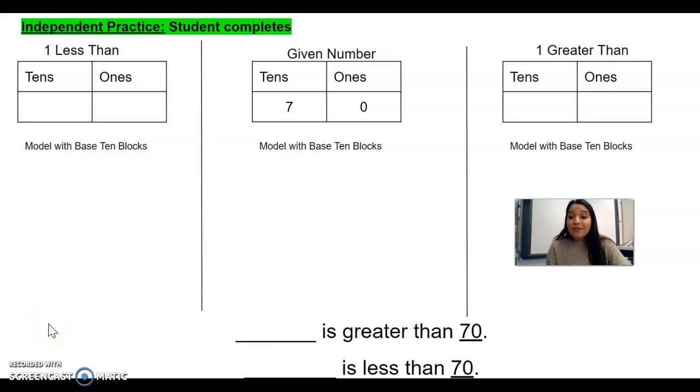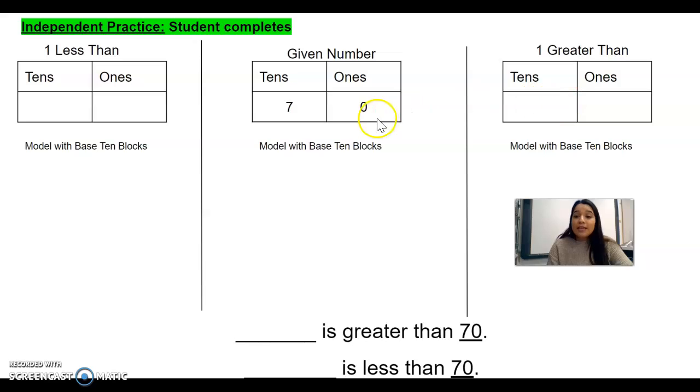For your activity for today, you are going to be generating a number 1 greater than and 1 less than, and 10 more and 10 less than a given number. So your first number is 70, so you're going to generate a number 1 greater than and 1 less than.